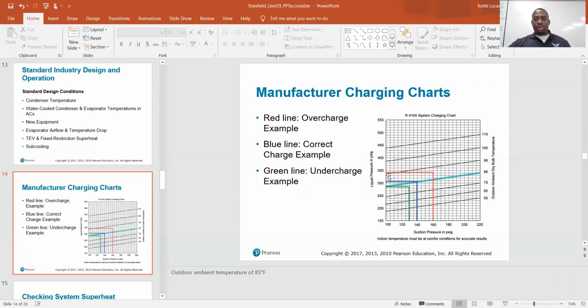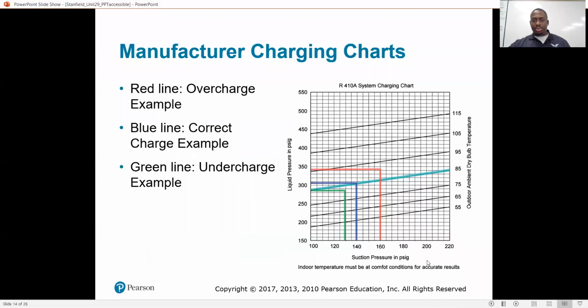Here's a manufacturer's charging chart. Red line, overcharge example; blue line, correct charge example; green line, undercharge example. So the blue line is correct. Let's go ahead and open that up a little bigger. All right, so this is a 410A charging chart.